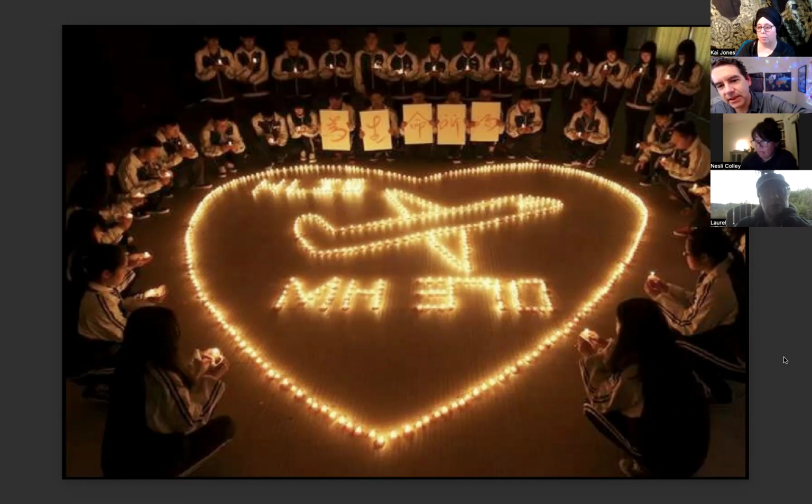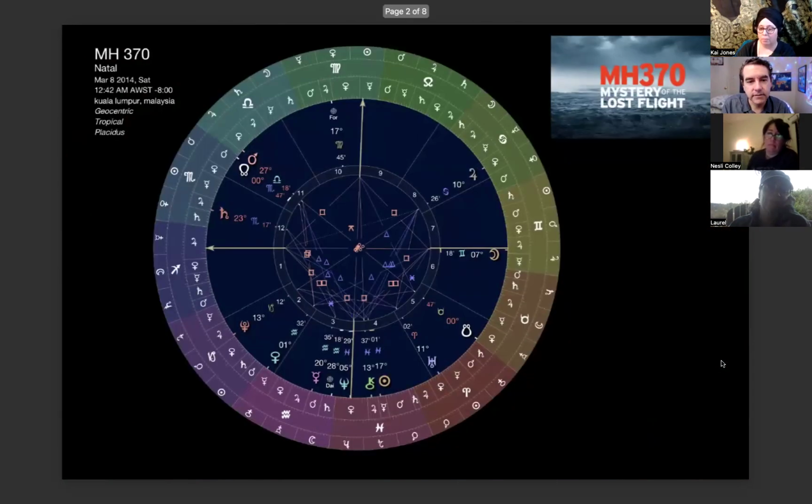This is an image from the vigil for the victims. I want you to look at that plane of candles. Does that remind you perhaps of a sign glyph? I mean, we're looking at Jupiter, right? Not Jupiter, Sagittarius, that's what I meant. Let's look at the ascendant. This is when they lost contact with the plane, so this is the radical chart for the disappearance of the plane. Look what's on the ascendant. Interesting.